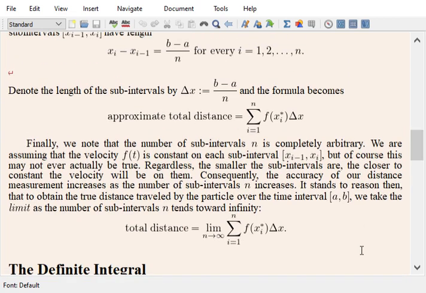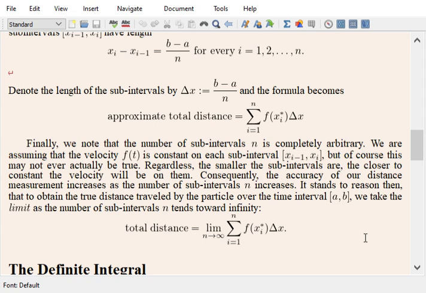Now, finally, let's just note that the number of subintervals that we cut the interval into is completely arbitrary. We're assuming that the velocity is constant on each subinterval, but of course, this may actually never be true. I mean, generic functions have an infinite amount of precision. So this is only ever going to be an approximation. But regardless, if the function is continuous, then the smaller we choose the subintervals to be, the closer to constant the velocity will be on them.